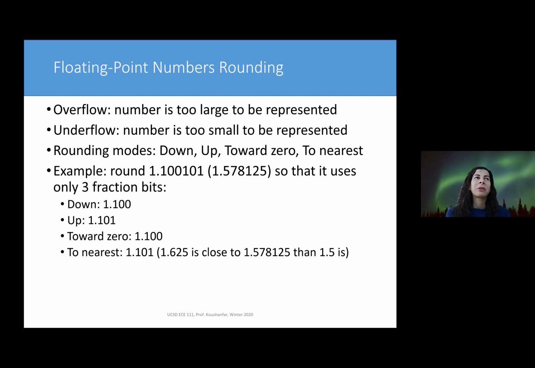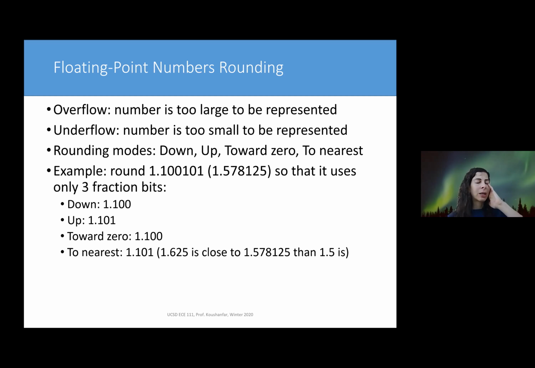So if we have an overflow case, that means the number is too large to be represented. If it's an underflow, that means the number is too small to be represented. And then there are rounding modes, because if you get into an overflow or you get into a precision that you don't know how to represent, you need to round it. Either you round it up or round it down, or to 0 or to the nearest integer that you have.